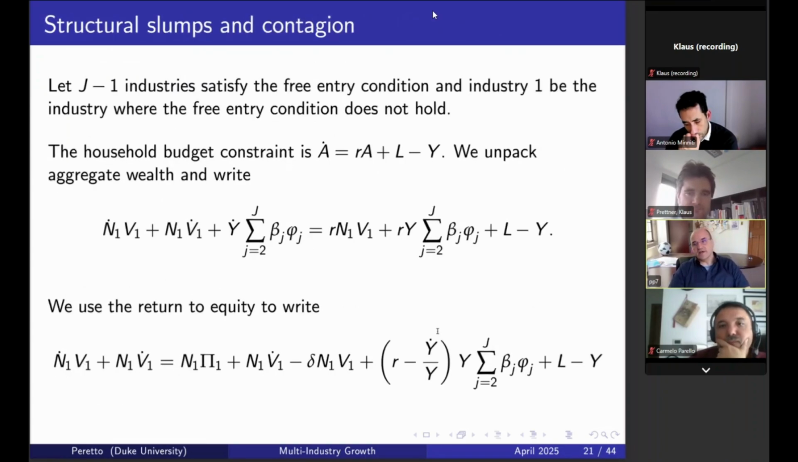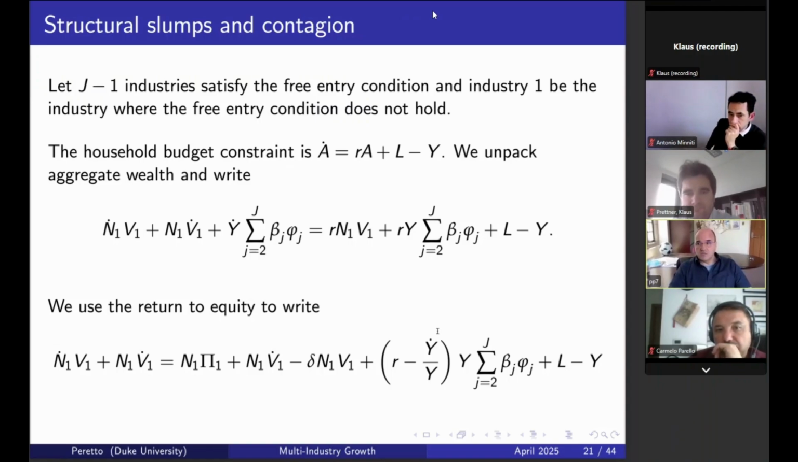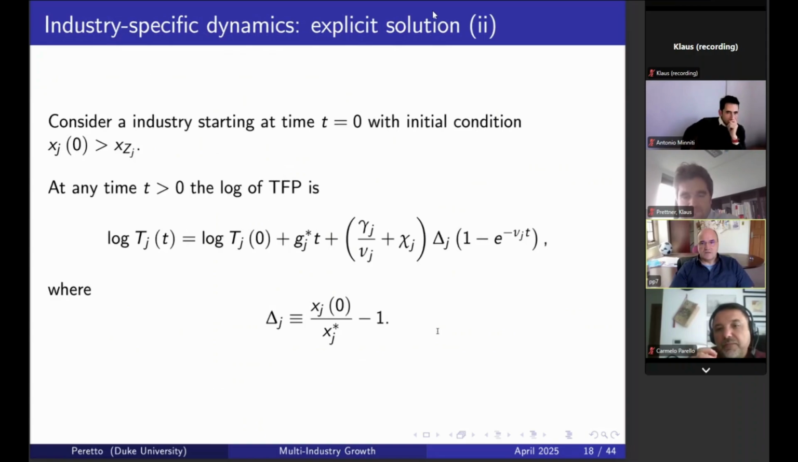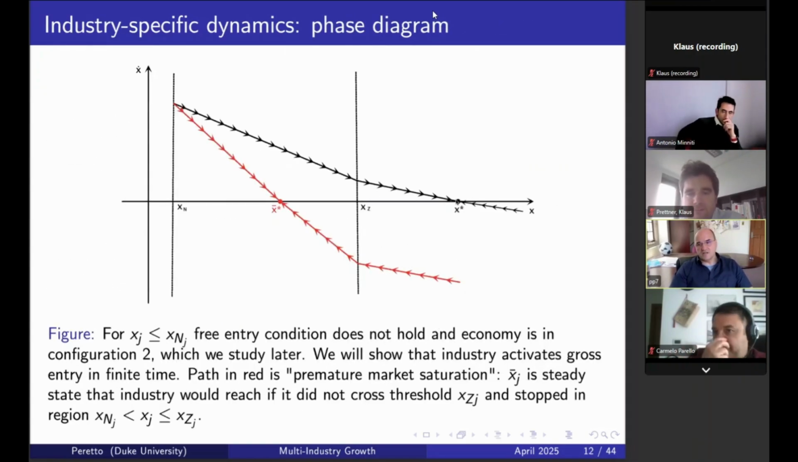Okay, so let's look at what happens if at least one industry is not in free entry equilibrium. Remember the structural slam story that I told you last time? Some event causes the economy to go all the way to the left in the phase diagram. Now we can ask the question, is there some event, maybe aggregate, maybe firm specific, that can cause an industry like this to end up to the left of this threshold xn? This is the region where in that industry, the free entry condition fails. Okay?